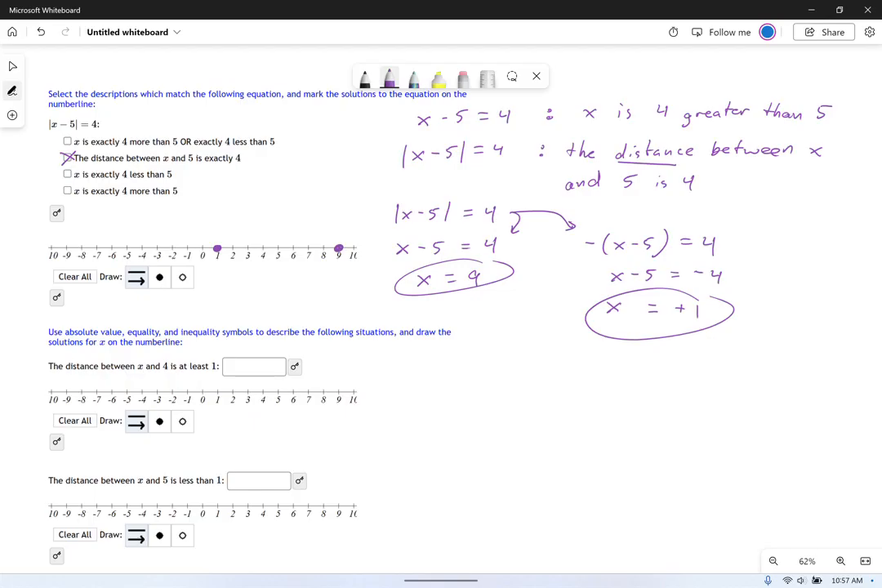Now let's take it into the next examples. In this one, it says the distance between x and 4 is at least 1. So it's already pretty similar to the problem prior to it. And I'm going to write x minus 4 absolute value. So this is what means the distance between x and 4. And when it says it's at least 1, that means it's greater than or equal to 1. It could be 1, 2, 3, 4, and so on. And I'm going to turn this into two equations. x minus 4 is greater than or equal to 1. That's one possibility. The other possibility is negative x minus 4 is greater than or equal to 1.